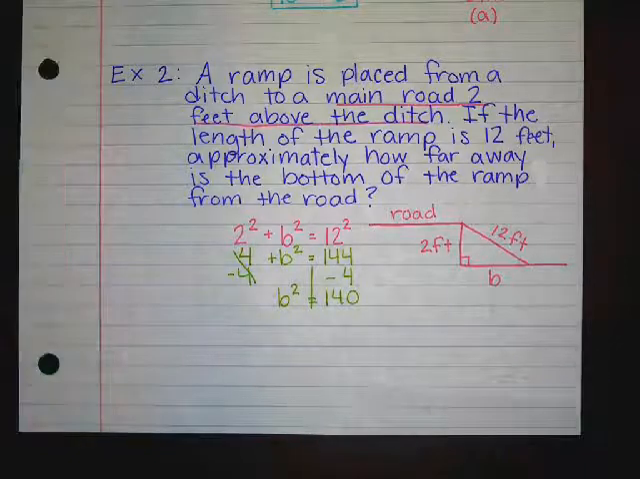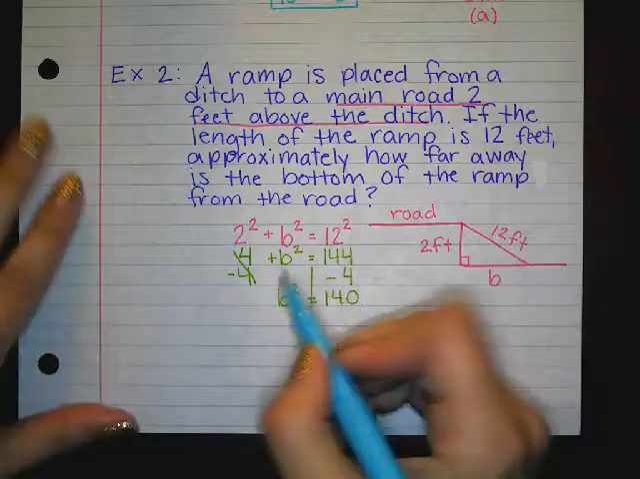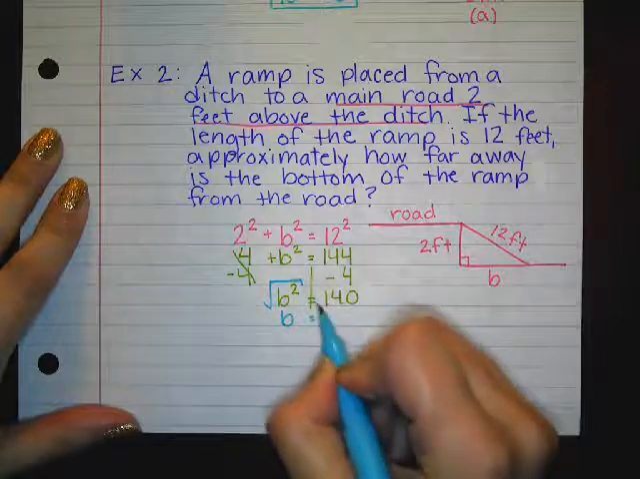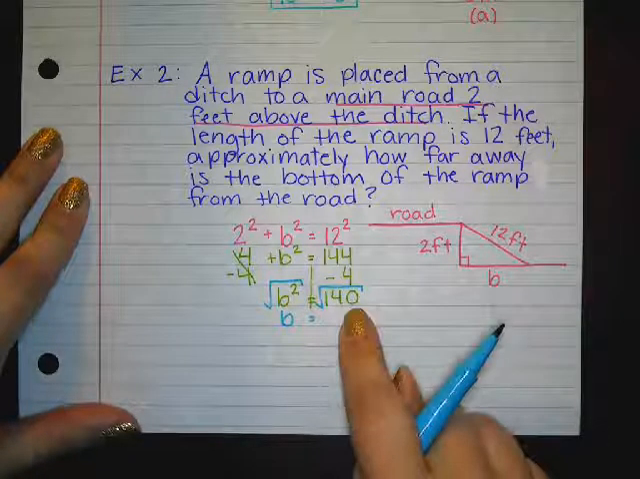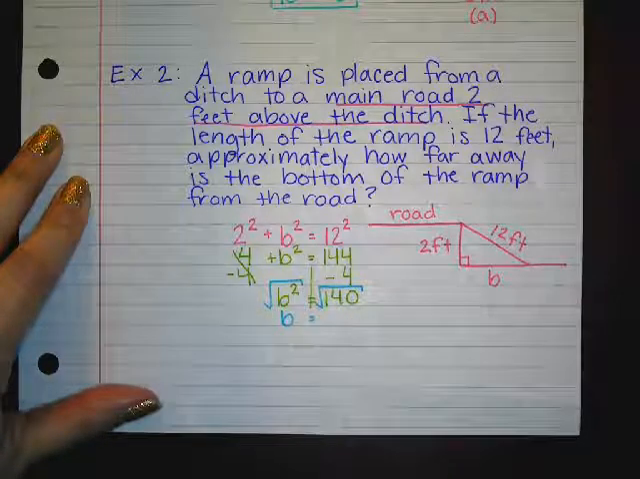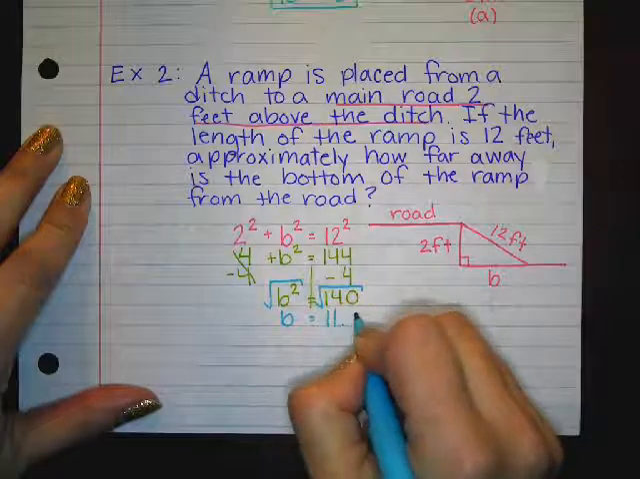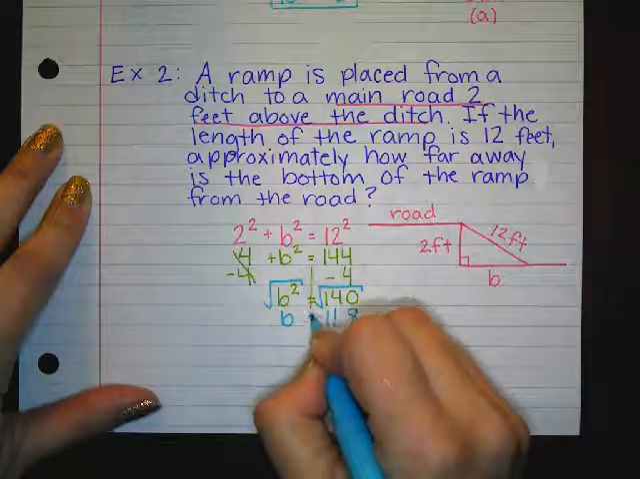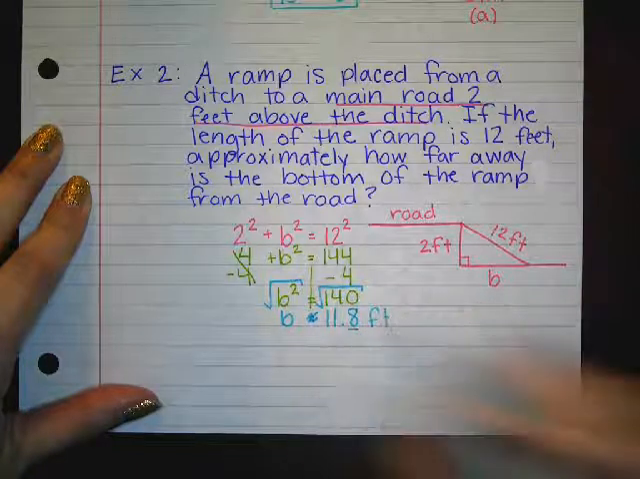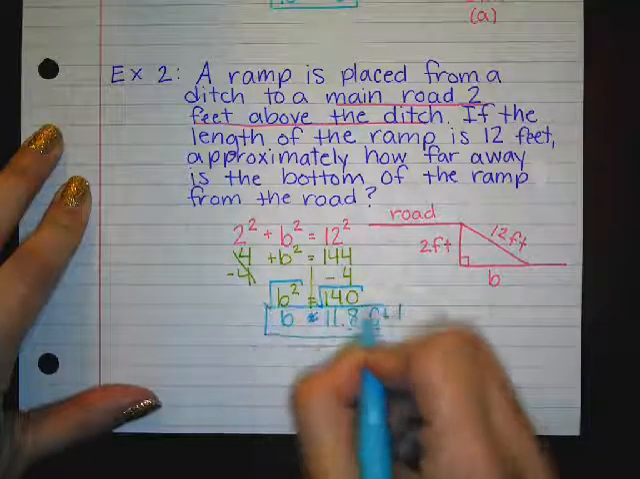And then my final step is to take the square root of both sides. So the square root of b squared gives me just b. The square root of 140. Now this is not a perfect square, so I can use my calculator and type in 140 and take the square root, and I end up with 11.8. I'm going to round it, so this is actually about 11.8 feet, because I'm rounding it to the nearest tenth. And that would be my answer.